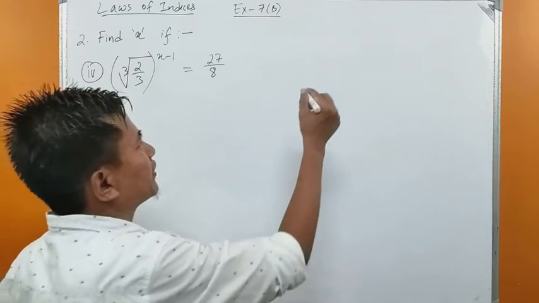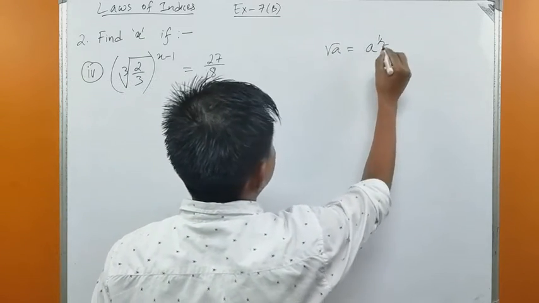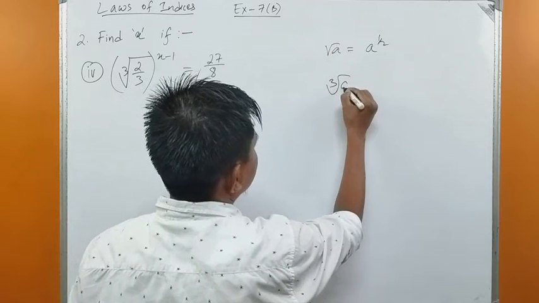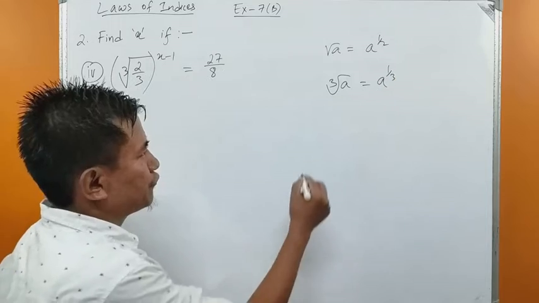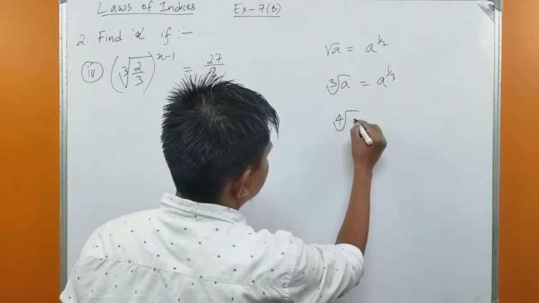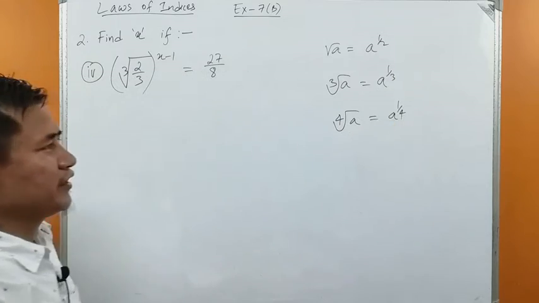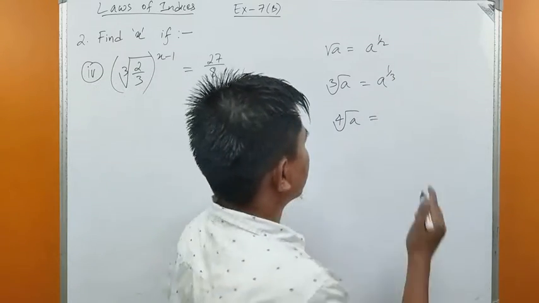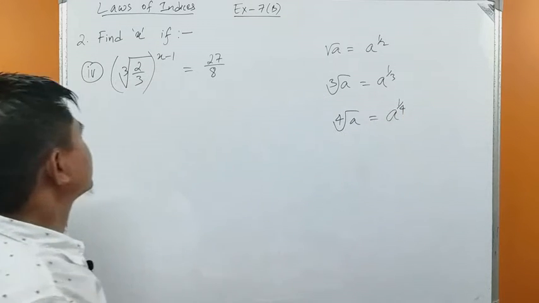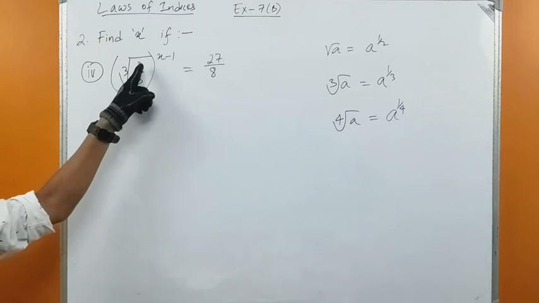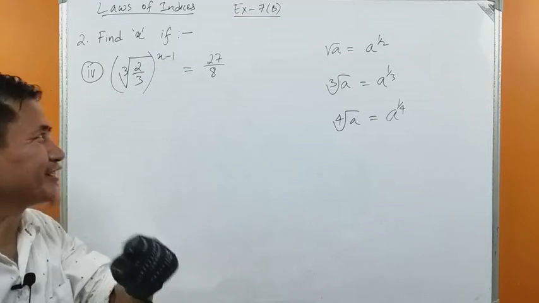So as I told you earlier, root a can be written as a to the power 1 by 2, and cube root of a can be written as a to the power 1 by 3, isn't it? Fourth root of a can be written as a to the power 1 by 4. Similarly this cube root can be written as 2 upon 3 whole to the power 1 by 3, isn't it? I hope you are getting me.